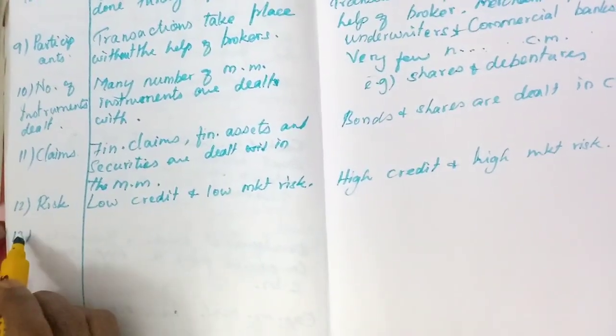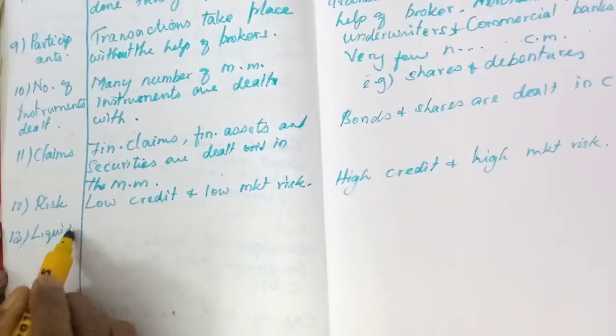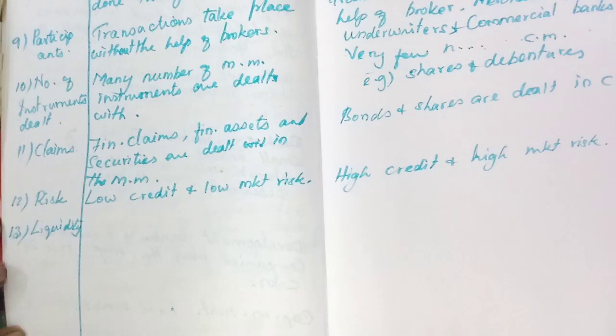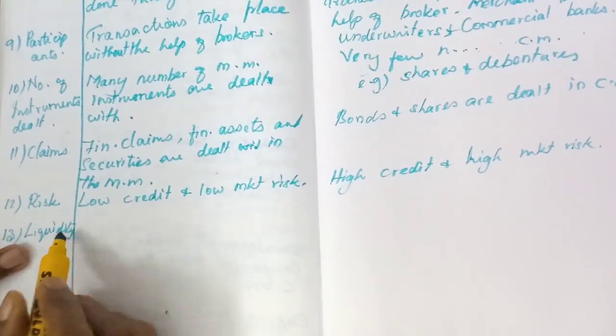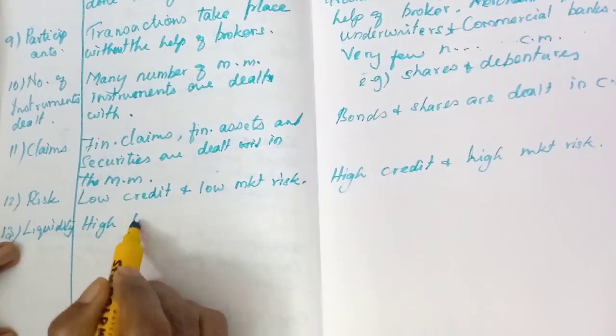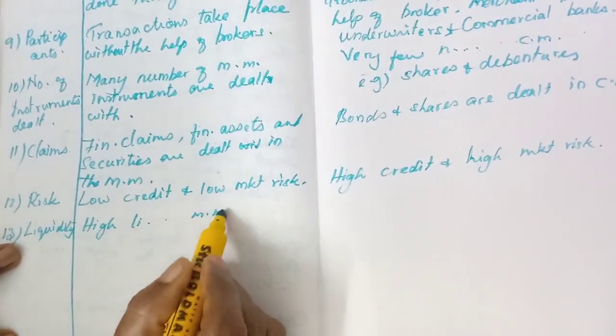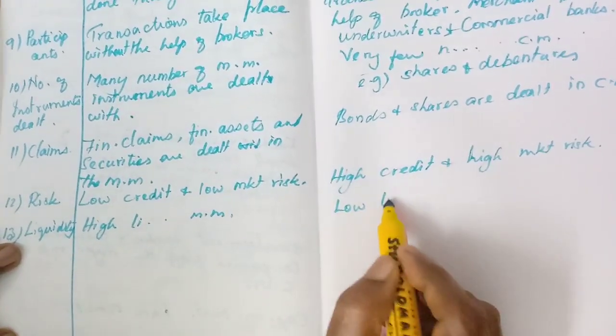13th one, liquidity. What is the meaning of liquidity? That you can convert it into cash. High liquidity is there in money market. Here low liquidity in capital market.